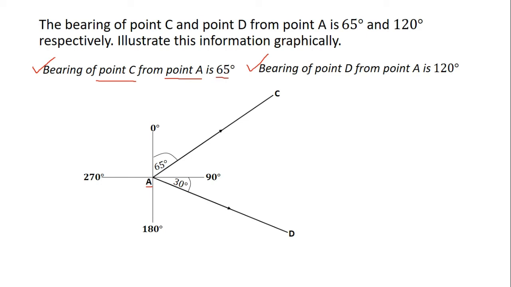So I will entreat you to become conversant with representing bearings on diagrams, because when we get there, we are not going to waste a lot of time with the diagrams. We will just go straight ahead to solving the questions.